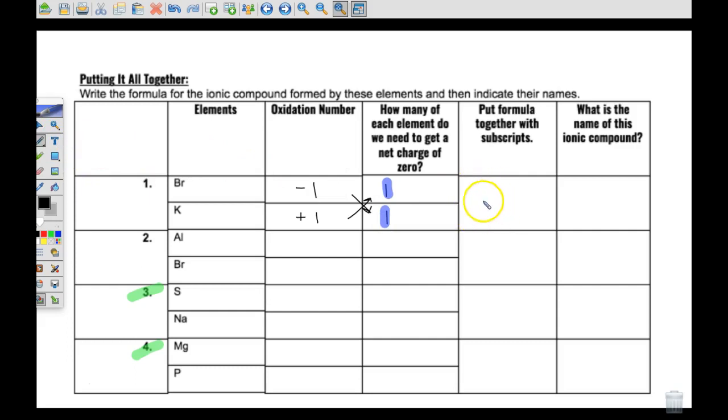So when I write a formula, the positive one always comes first. So the positive oxidation number belongs to potassium. So potassium comes first, and I can put a 1 after it, and bromine comes second, and then I put a 1 after it. Then when I name this ionic compound, I'm going to write the full name of the first element, which is potassium, and then I'm going to write the first part of the second element, which is brom, and instead of ending it in INE, I'm going to end it in IDE.